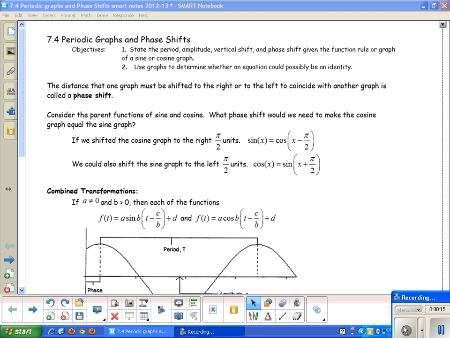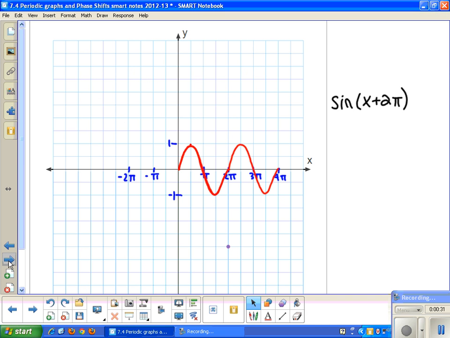The distance that one graph must be shifted to the right or left to coincide with another graph is called the phase shift. So it's really just a horizontal shift, just a different name for it. Consider the parent functions of sine and cosine. What phase shift would we need to make the cosine graph equal the sine graph? So let's go ahead and look at this graph right here.